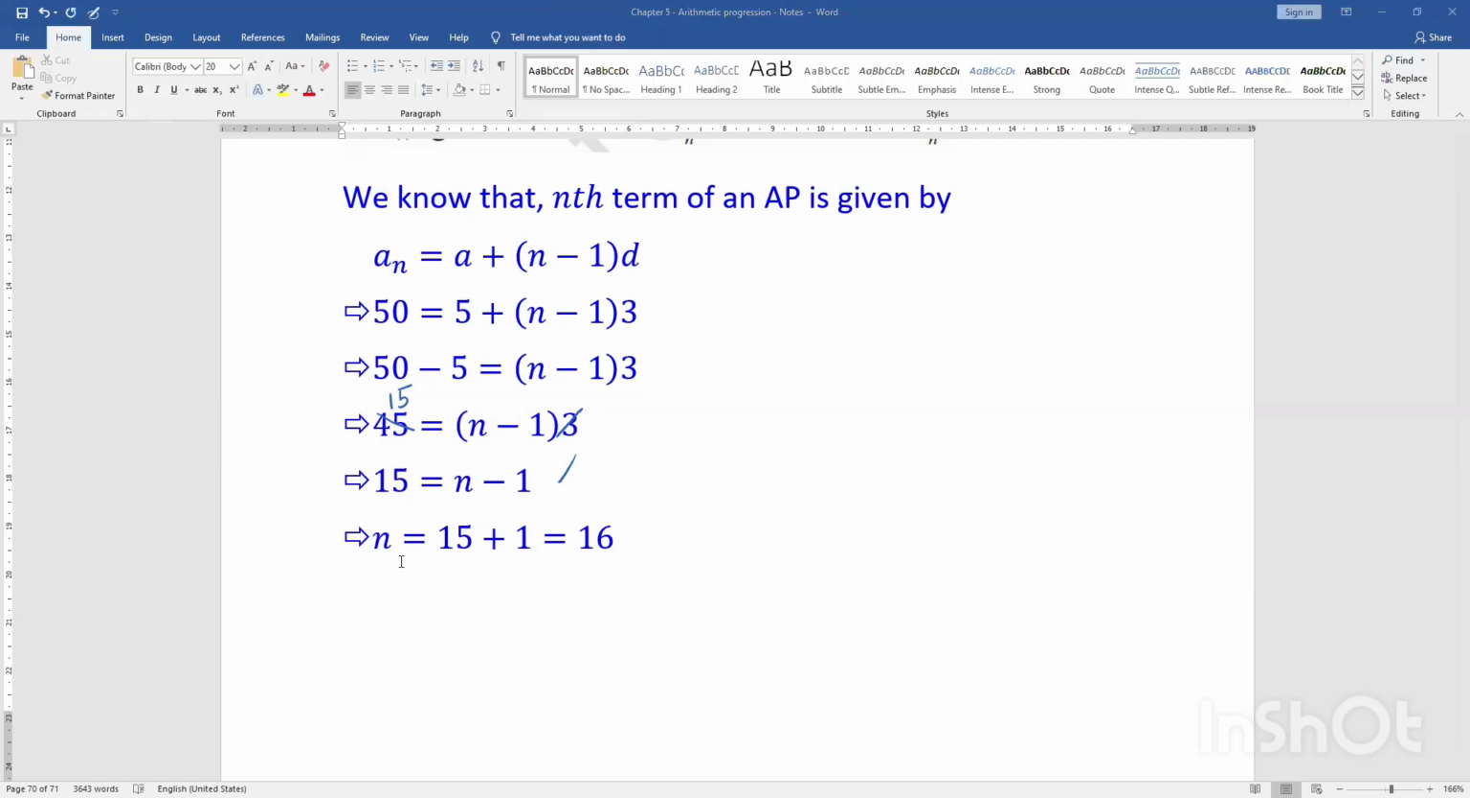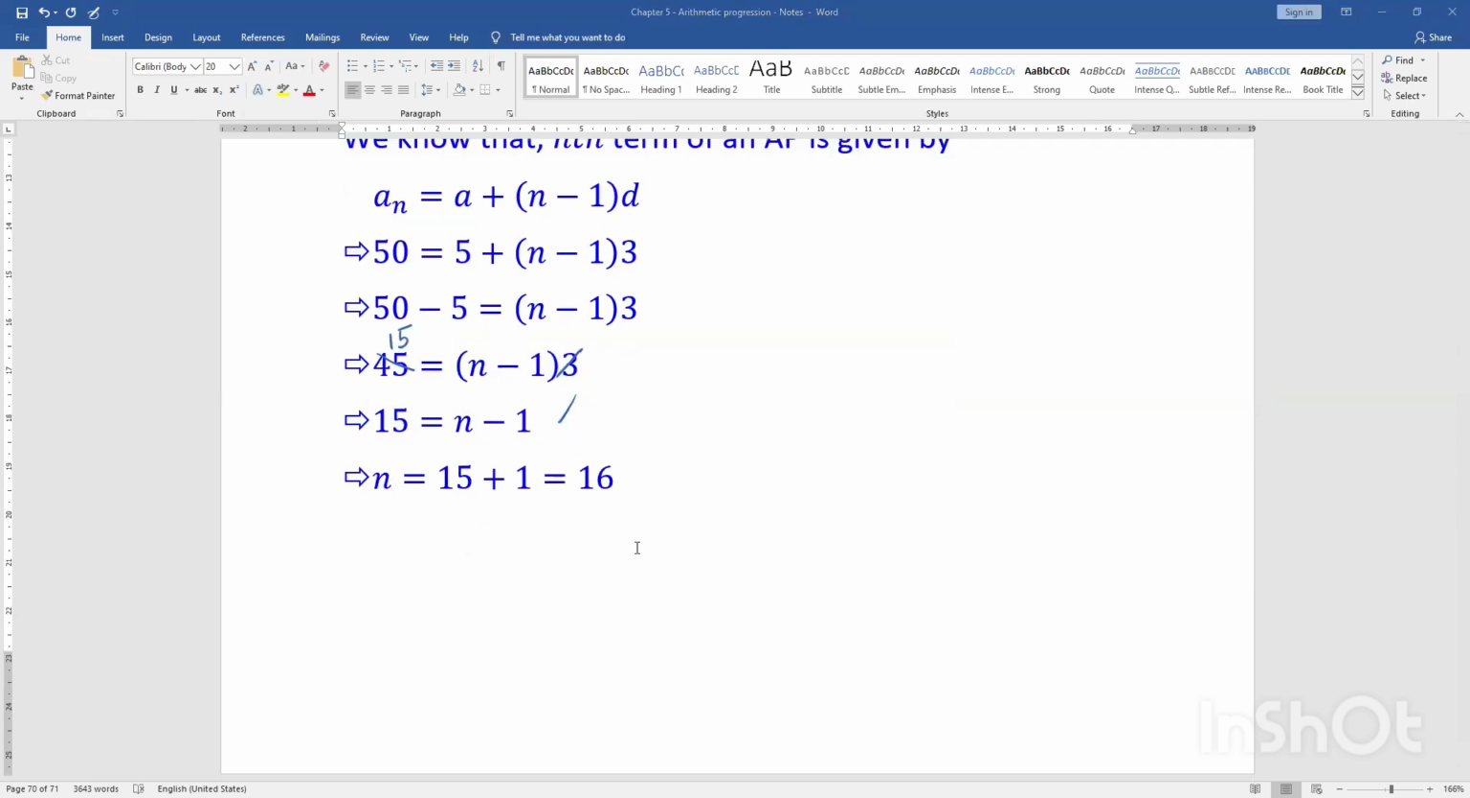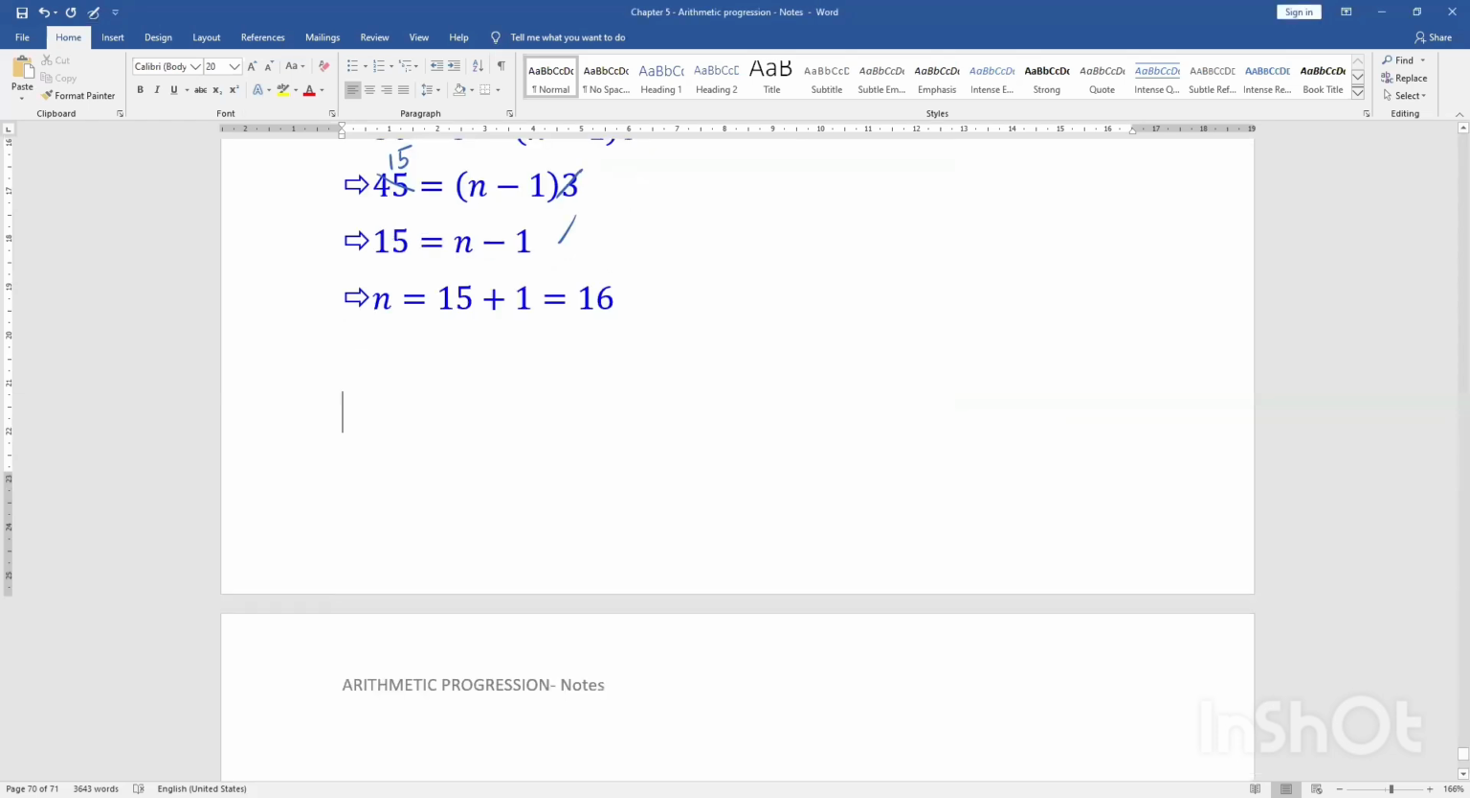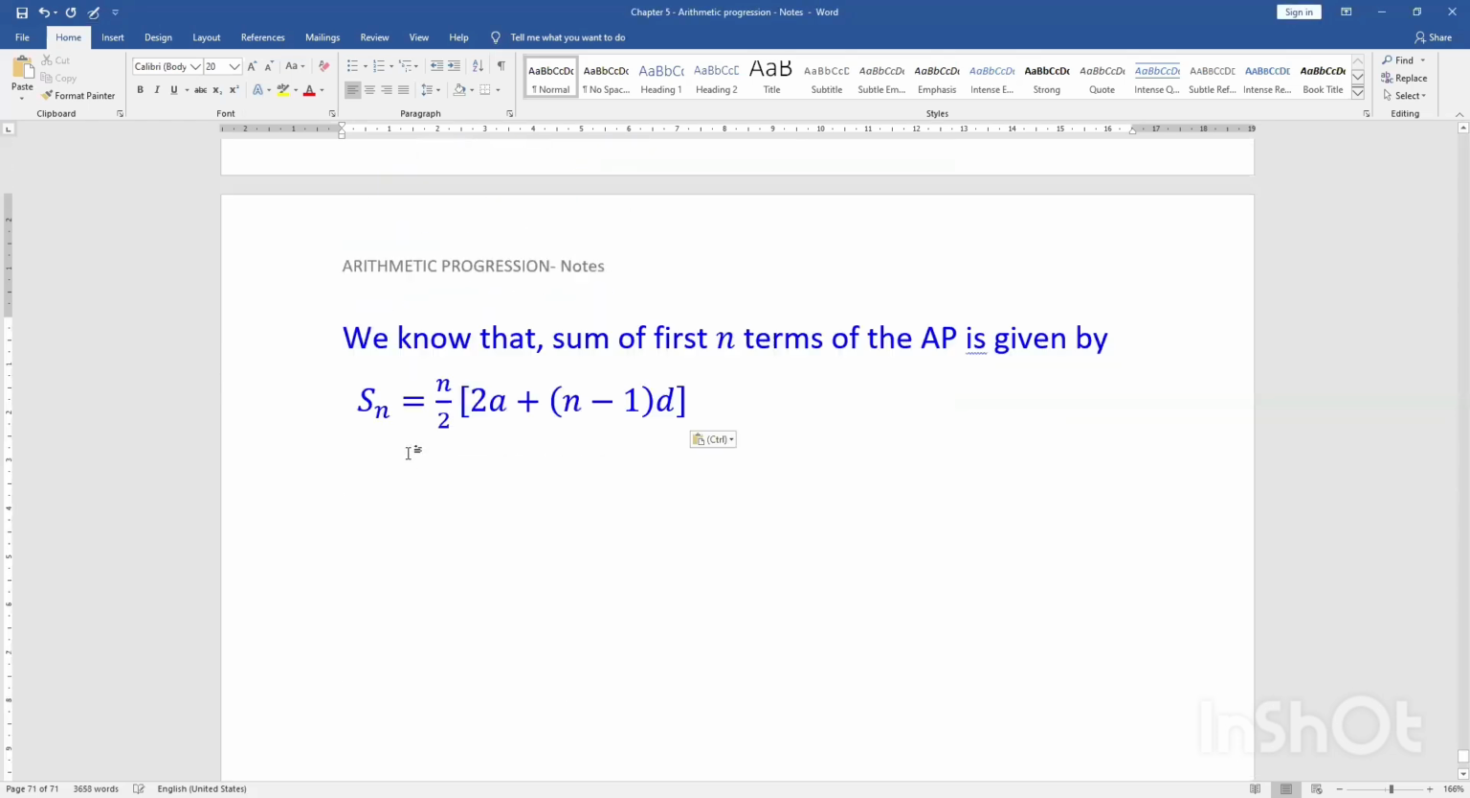Next, we need to find out Sn. Sn is nothing but S16, right? So we write the formula. Let us write the formula here in my next page. Sn is equal to n by 2 into (2a plus (n minus 1) d). Now I need to find out S16. So take down the same formula here and put n as 16, because we need to find S16. So I just put it as 16.